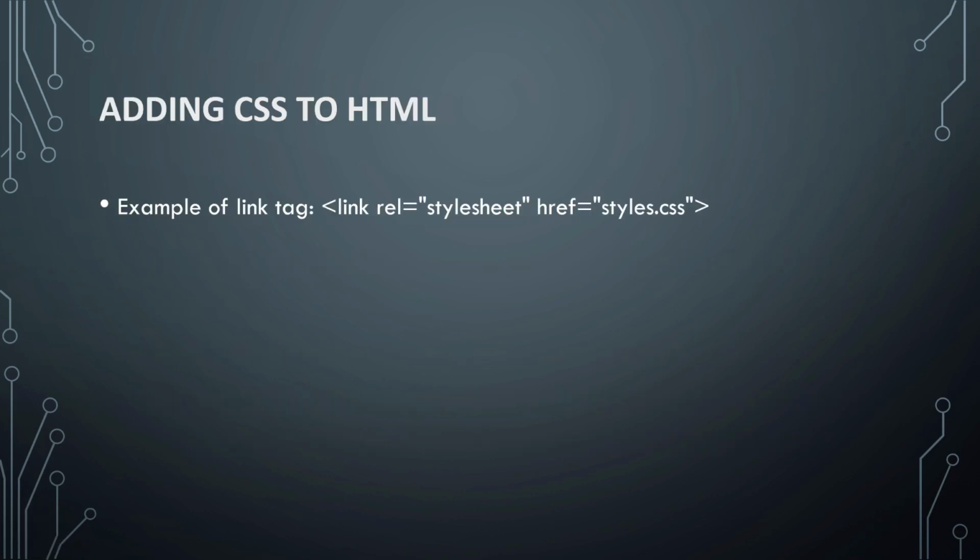So to add CSS to HTML, like I said, first you can do inline or embedded, but if you're going to do external, then you have to link the relation, which is style sheet because it's CSS, and then href is basically referencing the style sheet, and in this example the style sheet is called styles.css. So in that part right there you would add whatever your CSS document is called. So if it's called 123.css, then that's what you put there.